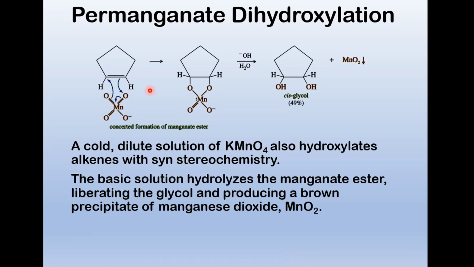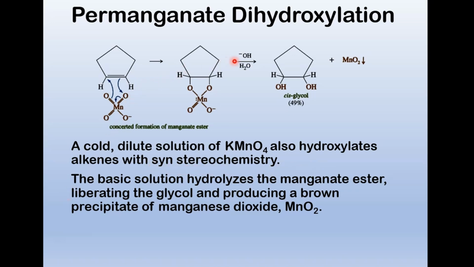Dihydroxylation. Notice how similar the permanganate ion is to the osmium tetroxide. Looks flat and planar. Probably an octahedral system. And here you can really see the syn addition, where your hydroxides are on the same face of the ring. And we use a cold dilute solution of potassium permanganate. Does the same thing. Hydroxylates the alkene with syn stereochemistry.